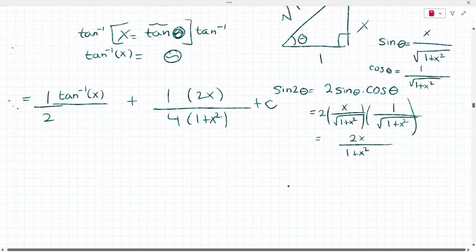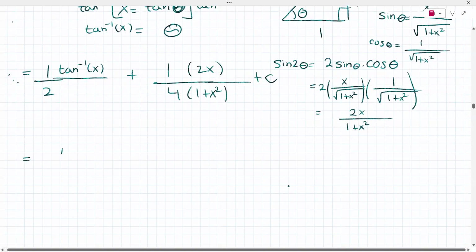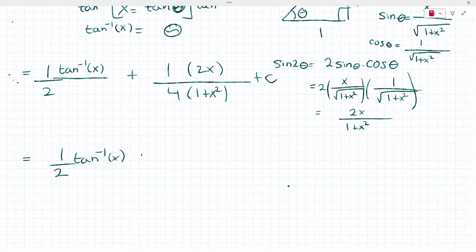Okay, so I guess you can express your final answer as 1/2 tan inverse of x plus 1/2 of x over 1 plus x squared plus c.